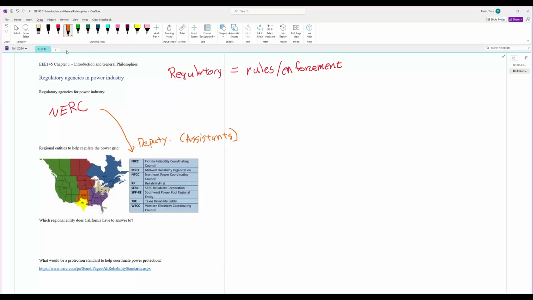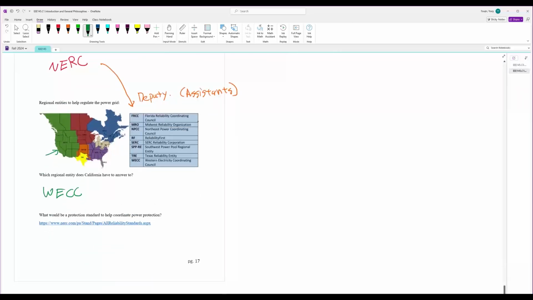Now, look at the map. Which one do we fall under? Where's California? Right here. We are under WECC, Western Electricity Coordinating Council. So for sure, if you work at a utility, you will have to answer to WECC. Okay. So just in an interview, if somebody ever asks you, what regional entity do you have? What regulatory agency do we need to look after? Just say WECC.